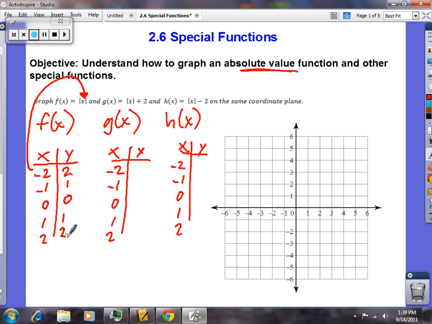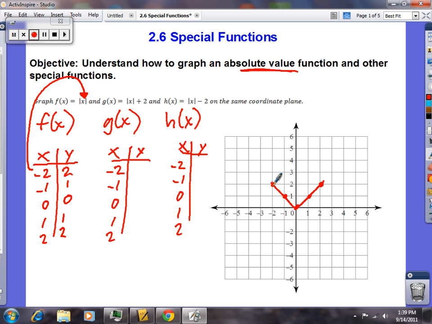So your homework, we're going to graph absolute value. For right now, this is going to be the best way: a table with 5 inputs. Now graph them. Plot them. You've got a dot at -2, 2. Dot at -1, 1. Dot at 0, 0. Over 1, up 1. Over 2, up 2. Draw a line through your points. You got a V.